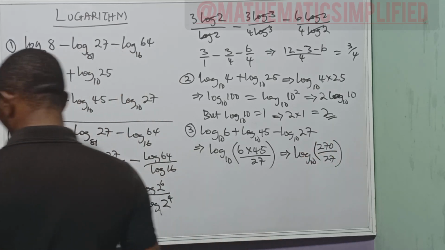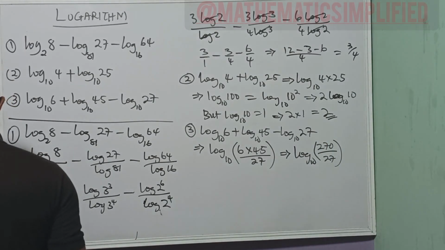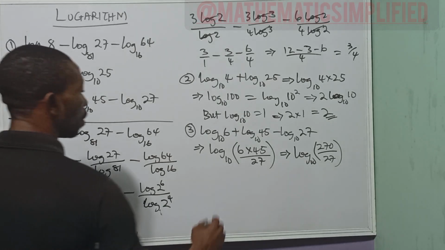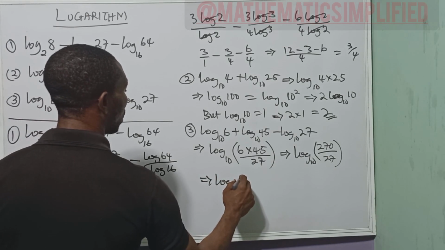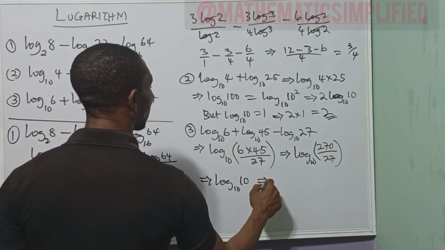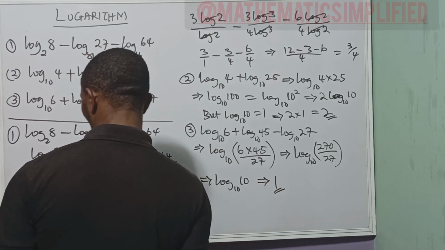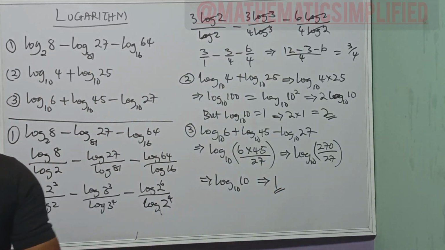Now 270 divided by 27 would give us 10. So this becomes log 10 10, and log 10 10 equals 1. So our answer would be 1.